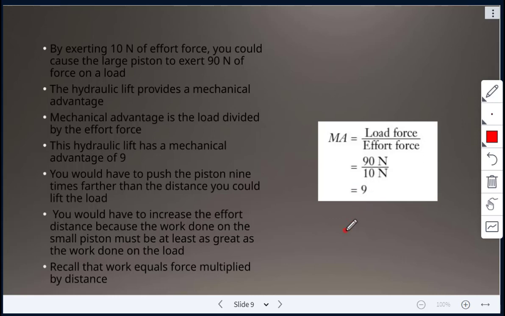Meaning you'd have to push the piston 9 times farther than the distance you could lift the load. So you'd have to increase the effort distance, because the work done on the small piston has to be at least as great as the work done on the load.